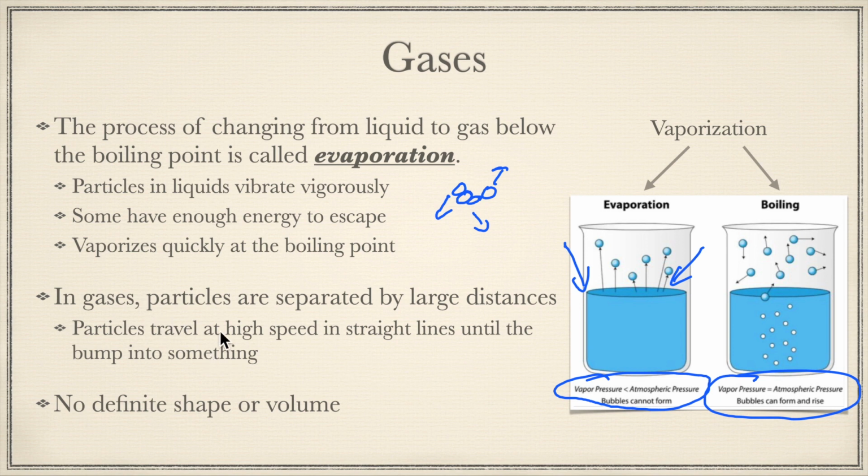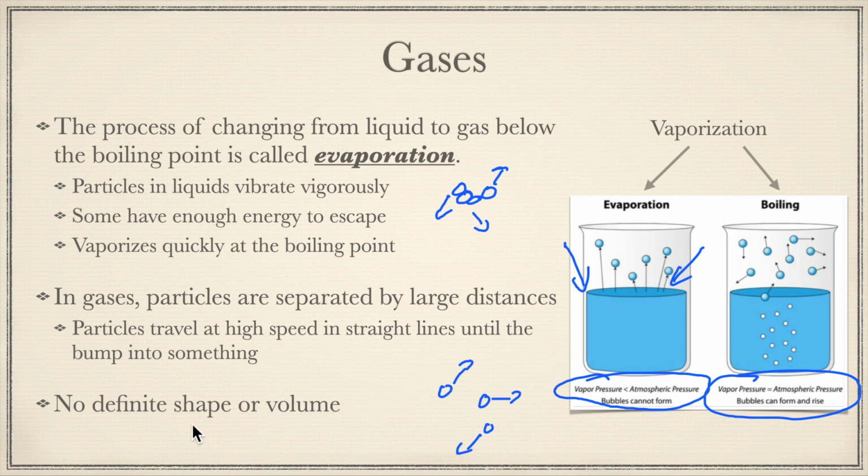But anyway, in gases, particles are separated by large distances. Unlike liquids, the particles in a gas are separated by large distances, and so they're not in contact with each other. These particles basically travel in a straight line at a high speed until they bump into something. They could bump into other atoms, other molecules, the walls of the container, etc.